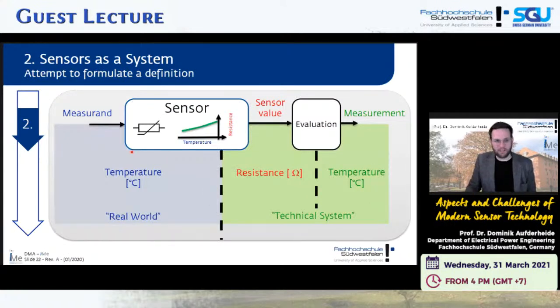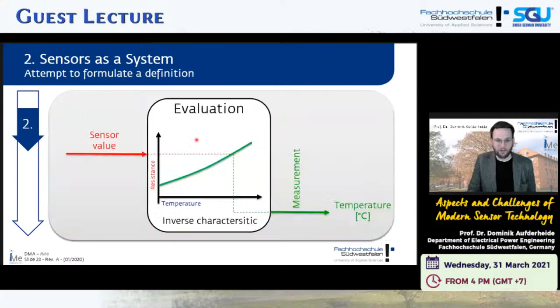So back to our example, our definition. We want to capture the temperature in the real world, which is the measurement. We have a certain sensor principle with a certain sensor characteristic, which relates sensor value to measurement, in our case, resistance as a function of the temperature. And then, of course, we need to evaluate the sensor value, the electrical reading, in order to calculate the temperature it relates to, which is basically just using the inverse curve. So we are using the inverse characteristic in order to get the evaluation done. So this is the very simple definition of a sensor system.